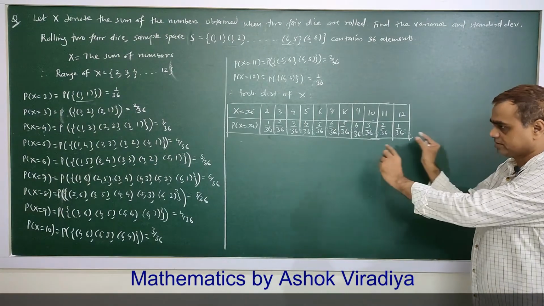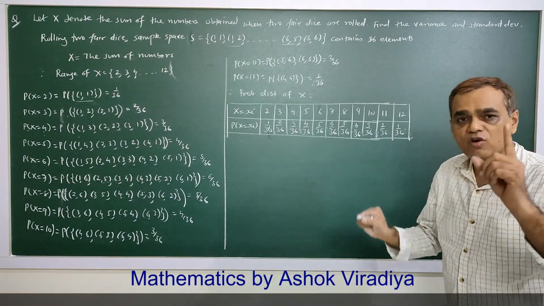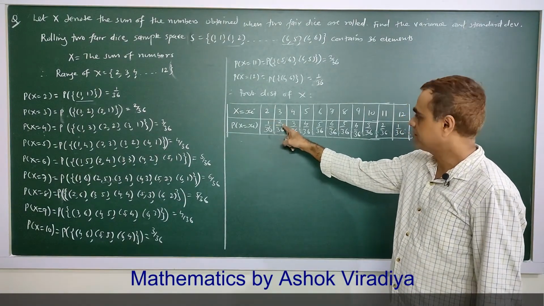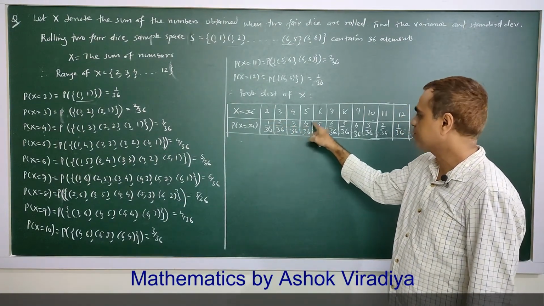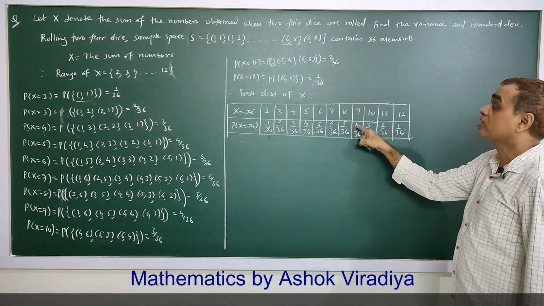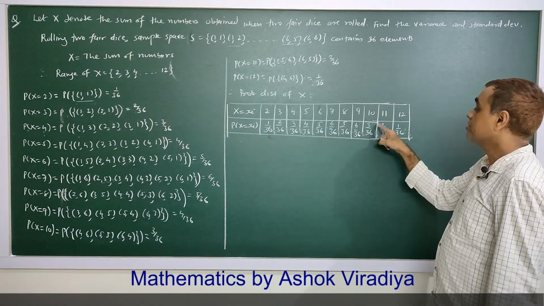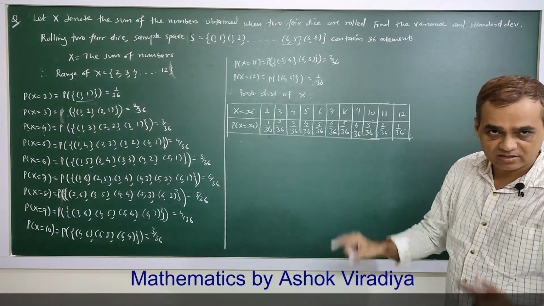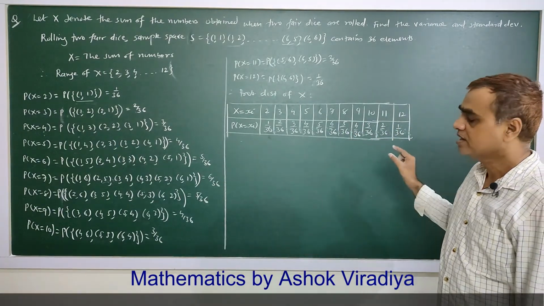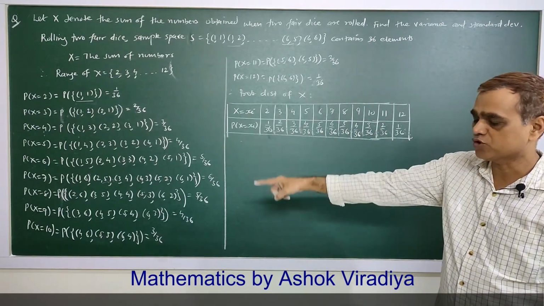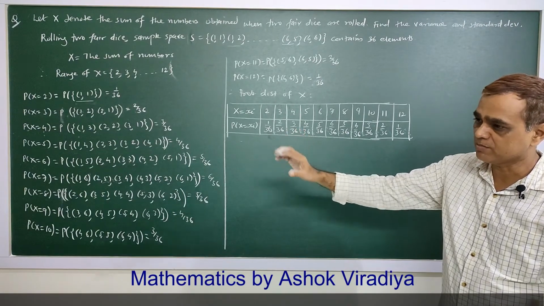Now check the second line. The sum of all numbers must be 1. 1 plus 2 is 3, plus 3 is 6, plus 4 is 10, plus 5 is 15, plus 6 is 21, plus 5 is 26, plus 4 is 30, plus 3 is 33, plus 2 is 35, plus 1 is 36, and 36 by 36 is 1. If the sum is not 1, that means you have made a mistake in calculation. Somewhere something is missed.